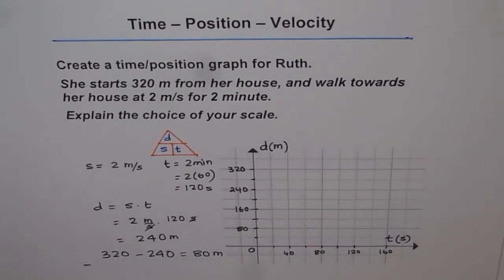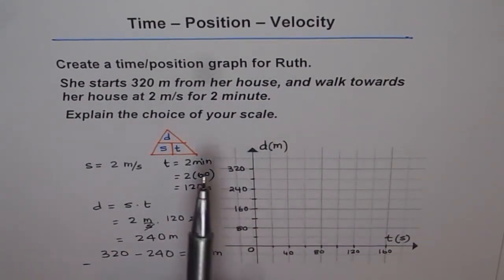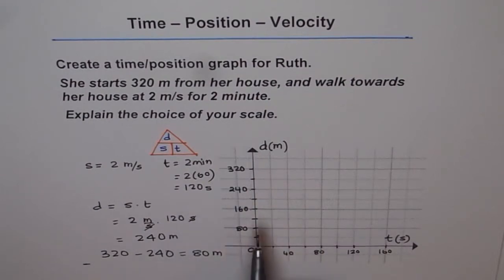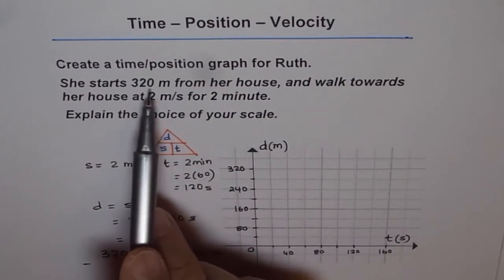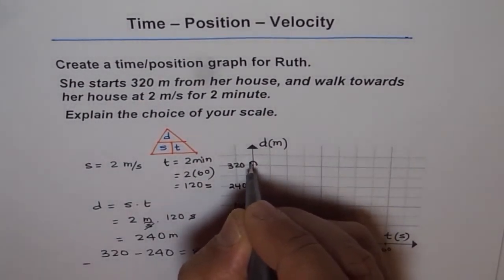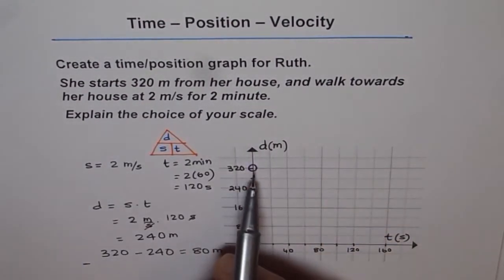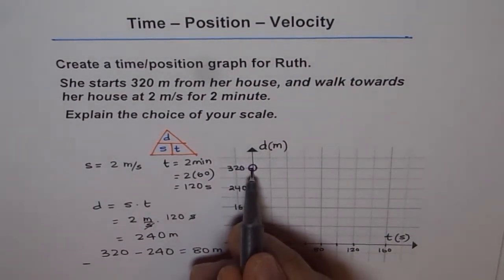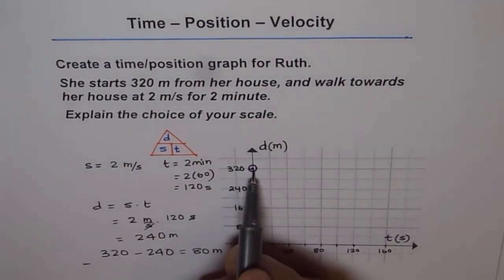Now, let's make our graph. We have to create a time position graph for Ruth. So we have time and distance, and let's look into the positions. She starts 320 meters from her house, so that is the starting point, the d-intercept. That is the first position. You understand why we say position? Position includes both time and distance. This is where Ruth starts: at t equals 0, she is 320 meters away.